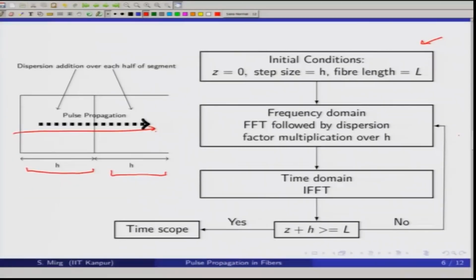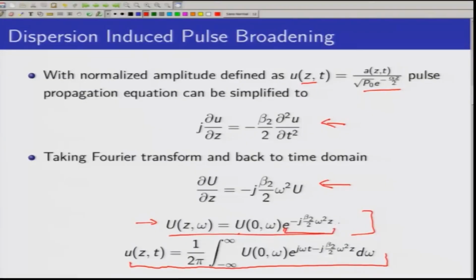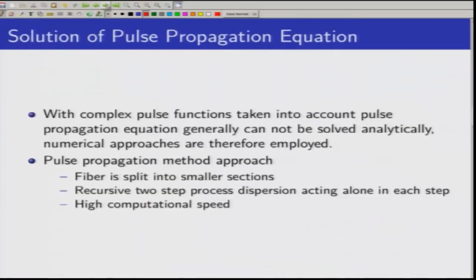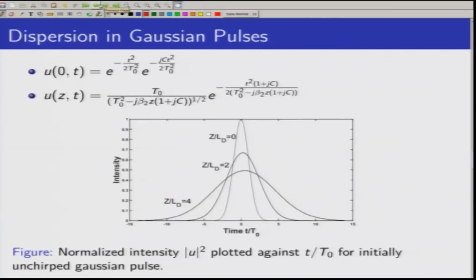The next step involves taking the Fourier transform and multiplying it by the dispersion factor, which was given in the previous slide. We will multiply by this factor for the section h, where z is equal to h here. Once we have that, we will take the inverse Fourier transform and ask if we have reached the end of the fiber by adding h. If the answer is no, we will go back to the frequency domain, again take the Fourier transform and again the inverse Fourier transform, until we reach the end of the fiber. We have some examples in the upcoming slides.